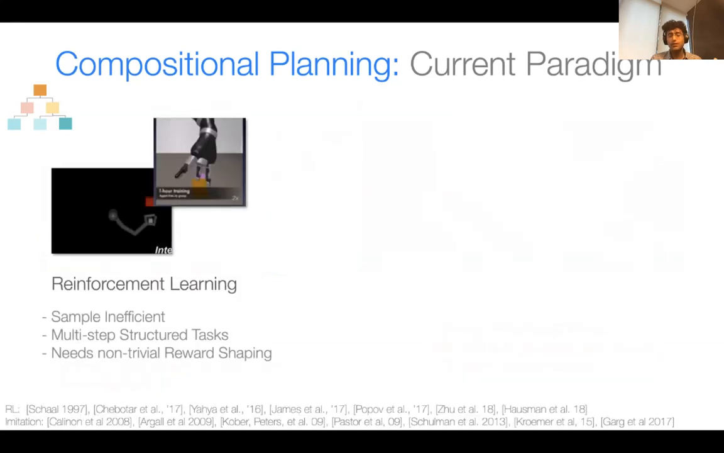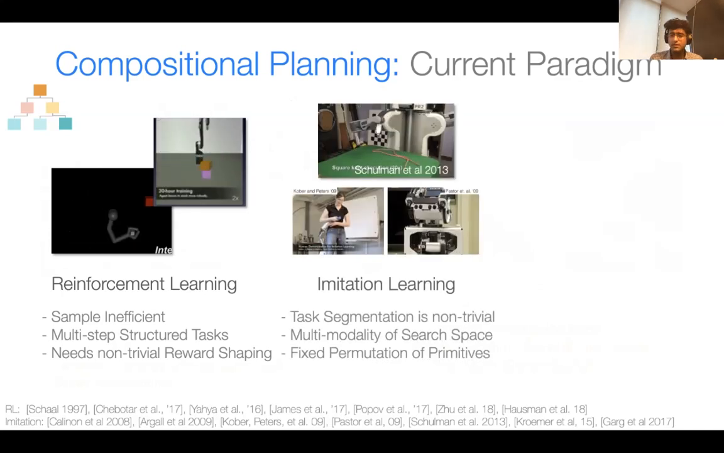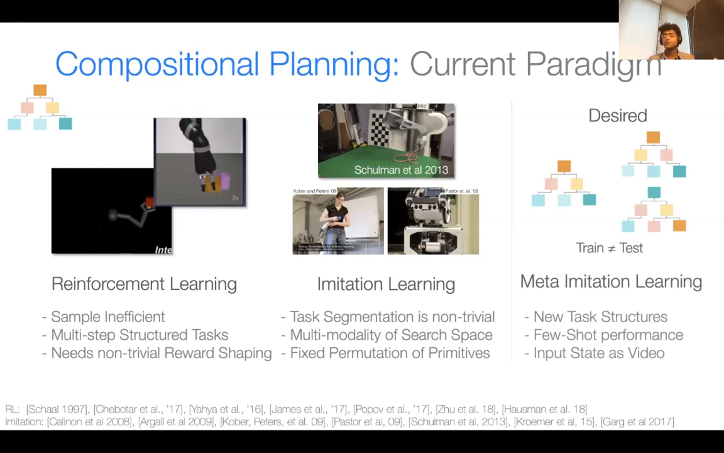Another solution can be reinforcement learning, but reinforcement learning by itself for long-term tasks can be rather sample inefficient. Similarly, if we do direct imitation learning, even though it may feel that it is obvious, it is actually rather non-trivial. How do we go about doing the task segmentation so that we can actually do the imitation? How do we handle multimodality of the solutions? And how do we even come up with primitives, and what sort of permutation of primitives do we need to imitate? So we argue that the solution to such problems of generalization lie with meta-imitation learning.